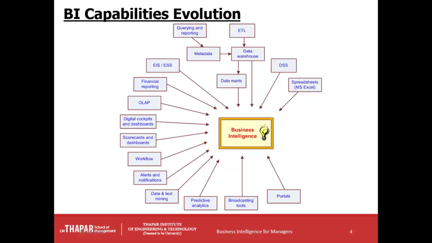Now, talking about the BI capabilities and its evolution. Originally, when you talk about business intelligence, we talk about decision support systems, and the very origin of business intelligence came from decision support systems. But it is not only decision support systems which is there; it also includes data warehouses. It also includes the ETL processes. It also includes data marts. It also talks about the executive information system and the expert systems. It also talks about financial reporting.